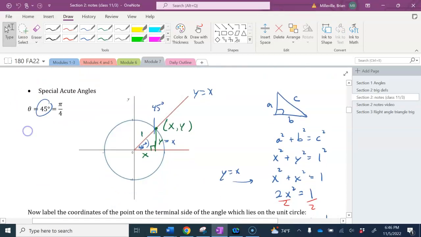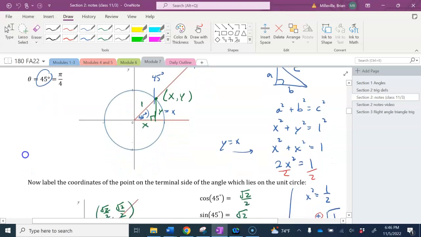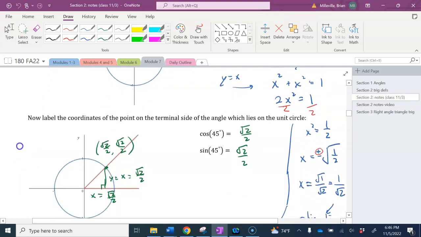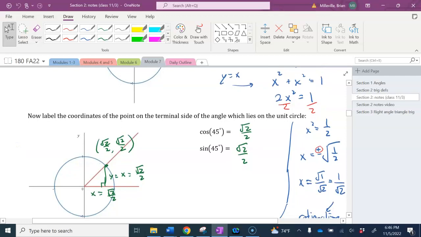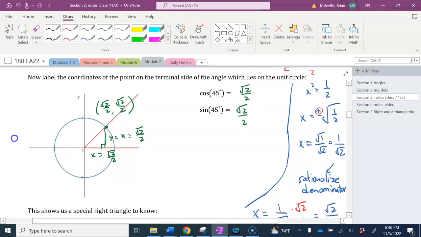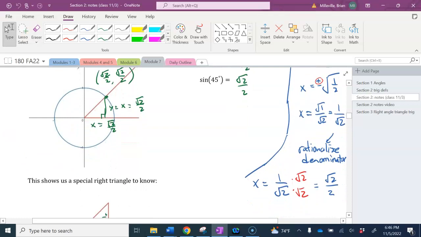And therefore, sorry, I jumped there a little bit. When we go to use the Pythagorean theorem, we'd normally have x squared plus y squared equals 1, but we can put in that x is equal to y, so we get x squared plus x squared equals 1, and that's an algebraic equation we can solve for x. Combine like terms, divide by 2, take the square root, and then we have the x-coordinate of our point. We also rationalize the denominator, multiplying the top and bottom by the square root of 2 to rewrite that as square root 2 over 2.